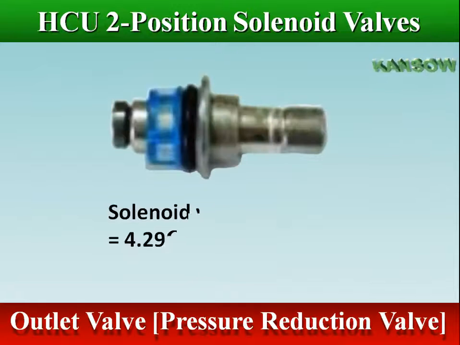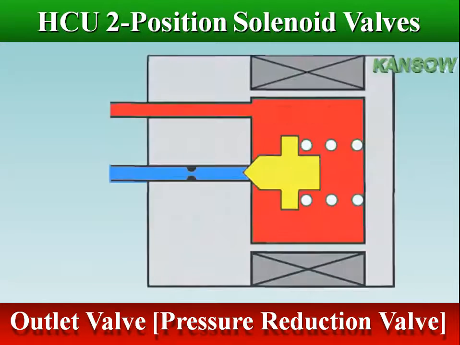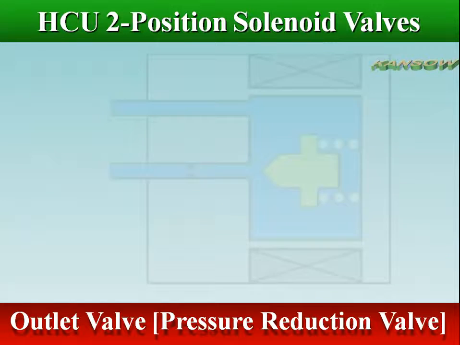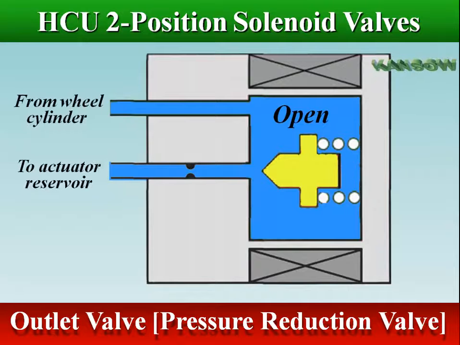A normally closed outlet valve blocks fluid from flowing back to the accumulator, reservoir, or pump. Pressure reduction valve controls the circuit between the wheel cylinder and the actuator reservoir. The valve is spring-loaded in the closed position, normally closed. When current flows through the coil, the valve compresses the spring and opens the valve.